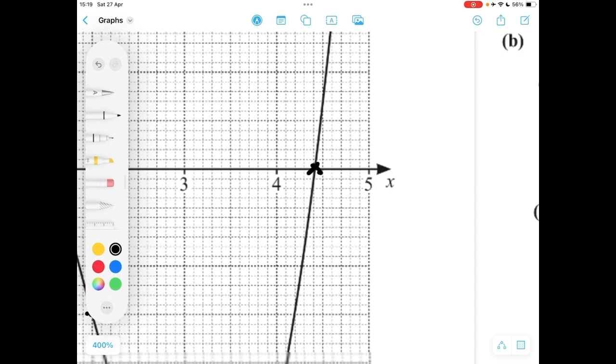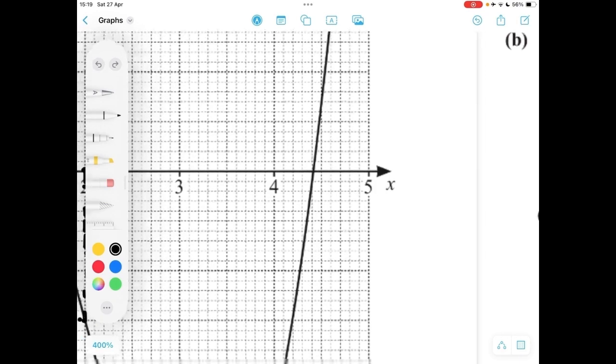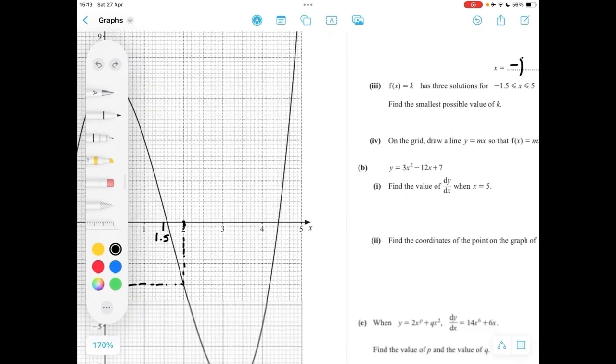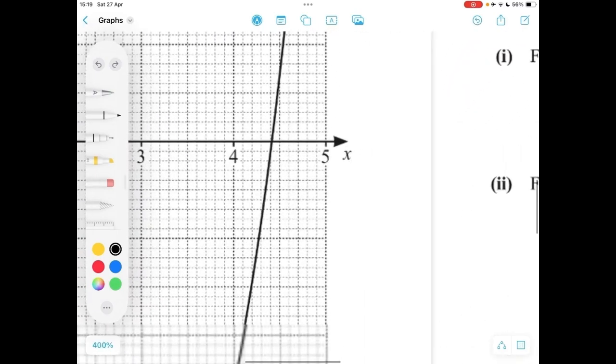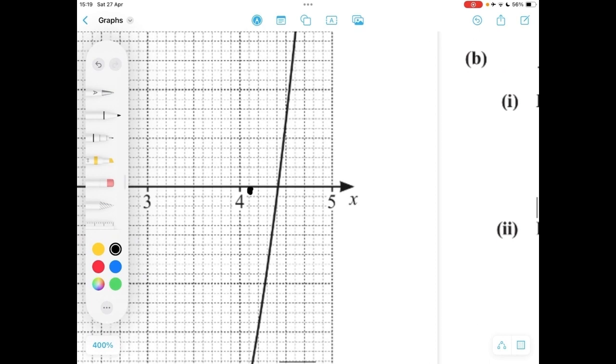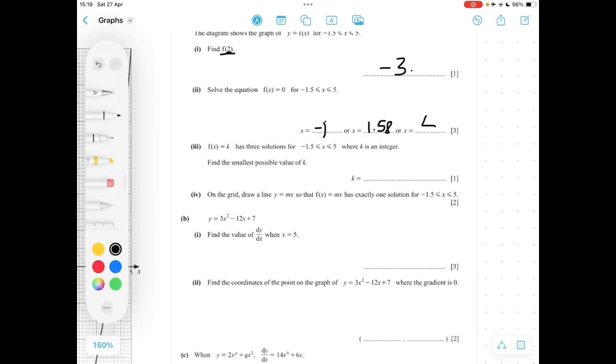This one here. So that intersects at 4.4. It looks like from the graph, because each unit is 0.1. So there's 4.1, 4.2, 4.3, 4.4. So 4.4.